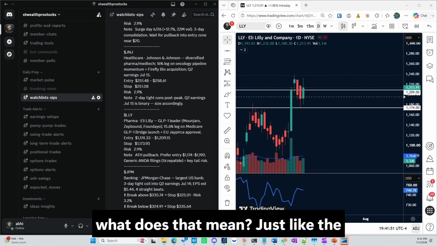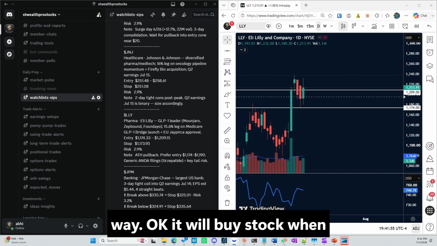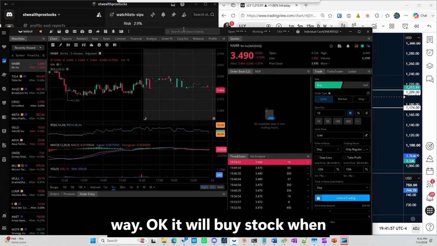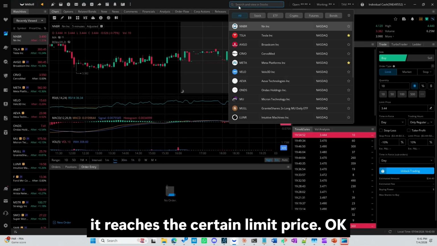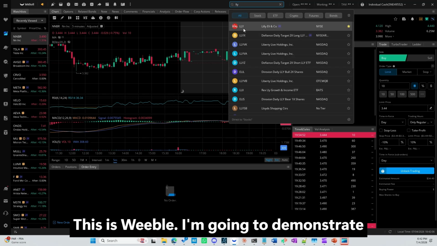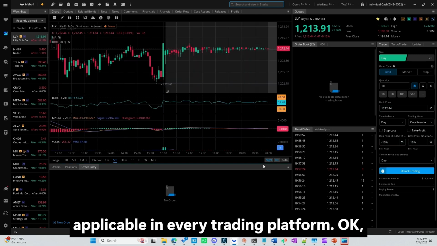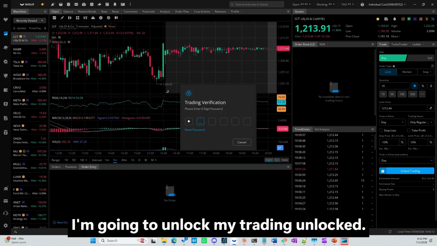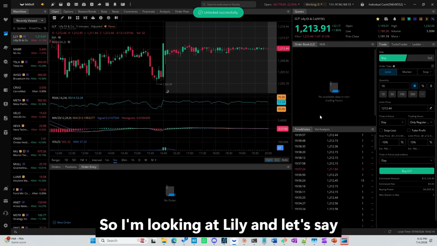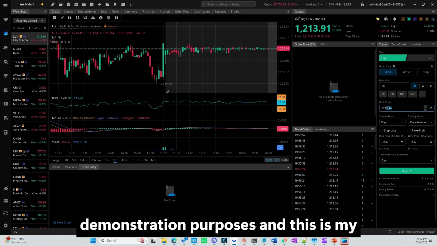Okay, so what does that mean? Just like the stop limit concept, BSLO works the same way. It will buy a stock when it reaches a certain limit price. So I'm going to search for Lilly. This is Webull. I'm going to demonstrate that in Webull, but the same functionality is applicable in every trading platform. I'm going to unlock my trading. Unlocked. So I'm looking at Lilly, and let's say I'm going to take 10 stocks for demonstration purposes.